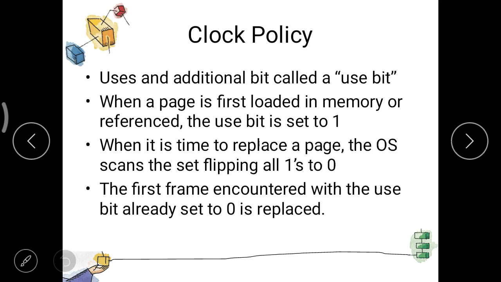The clock policy uses an additional bit called the use bit. This use bit can be turned to 1 or 0. If you find it is set to 1, it cannot be replaced. And if it is 0, then it can be targeted, so the page residing in that frame can be replaced by new pages.